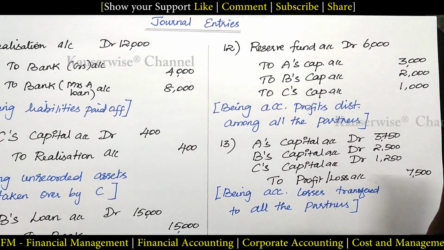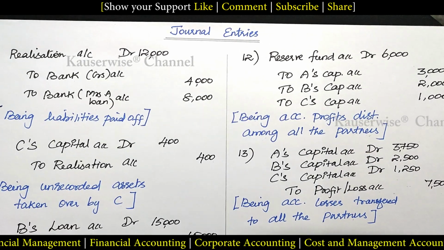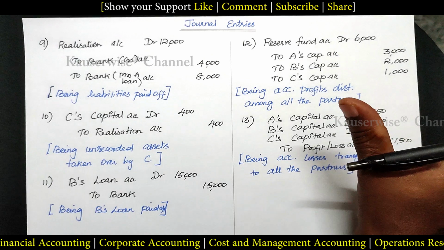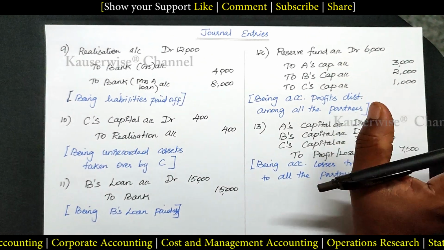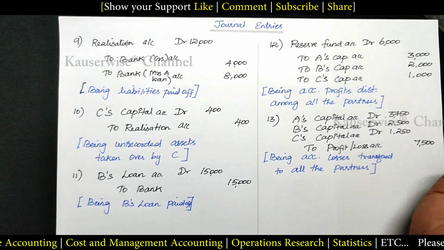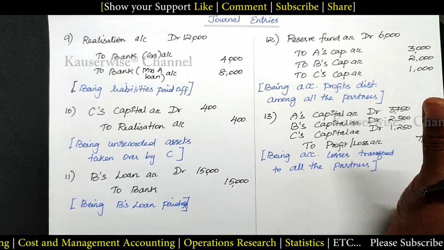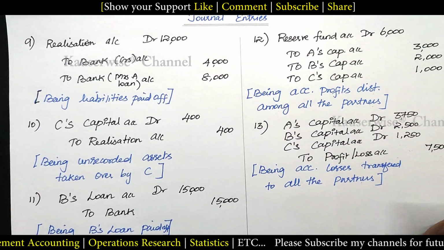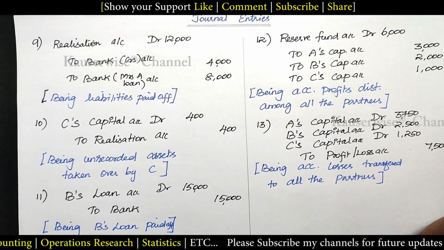That's all. So after posting all these items to realization account, now we need to close realization account in order to find out profit on realization or loss on realization. Whatever may be, the final result will be transferred to all the partners' capital account according to their profit sharing ratio. Now let's see closing of realization account.